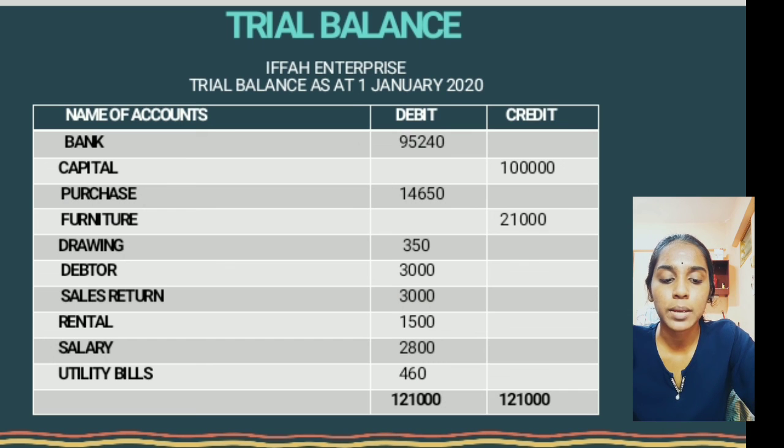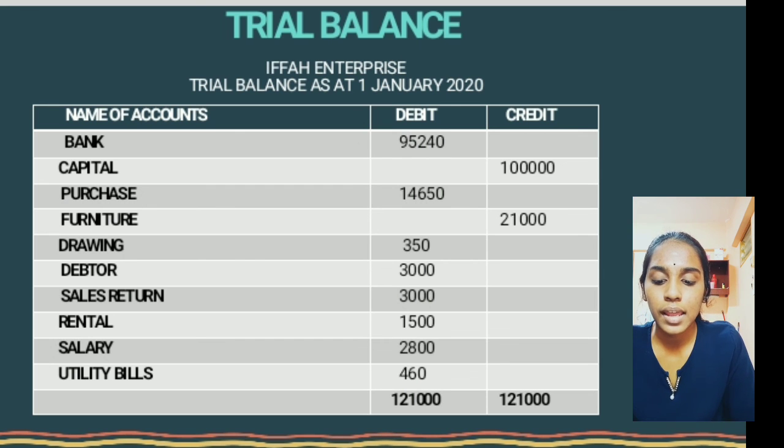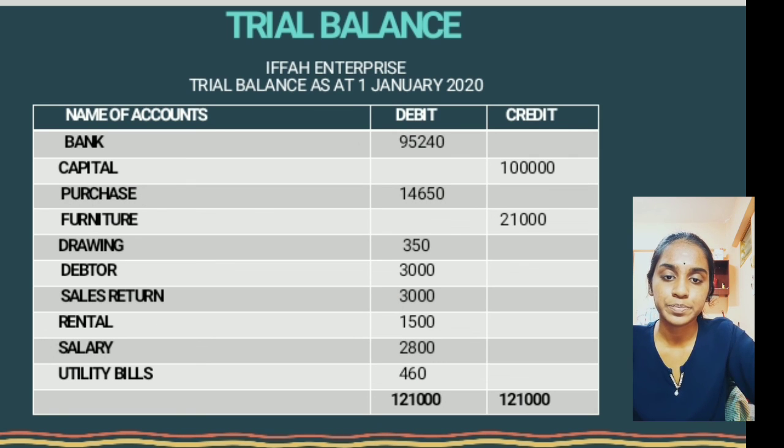The first account is bank. Bank is debit. Its amount is 95,240. Capital is credit. It's 100,000. Purchase is debit. It's 14,650. Furniture is credit. 21,000. Drawing is debit. 350. Debtor is debit. 3,000. Sales return is 3,000. It's debit. Rental is debit 1,500, salary is debit 2,800, and lastly utility bills is debit 460. The total debit amount is 121,000. The total amount for credit is 121,000. So our account is equal.